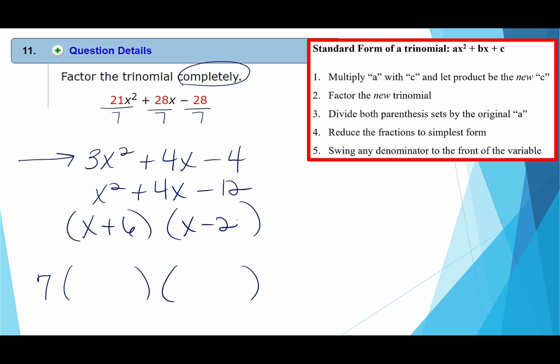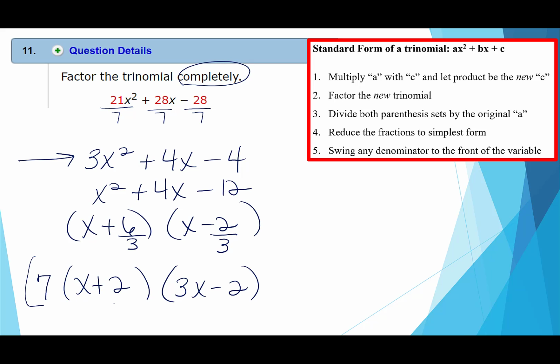This one's kind of tricky because the original a was 21, but I want you to divide by the same number that you multiplied by in step number 1. In step number 1, 3 is what we multiplied by. I want you to divide by 3. Okay, this first set of parentheses simplifies to x plus 2. The second set, it cannot be simplified any further, and so this is 3x minus 2.